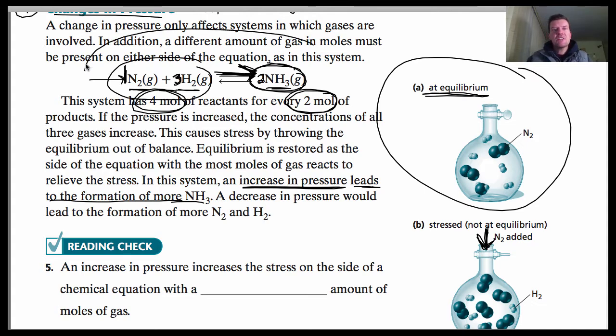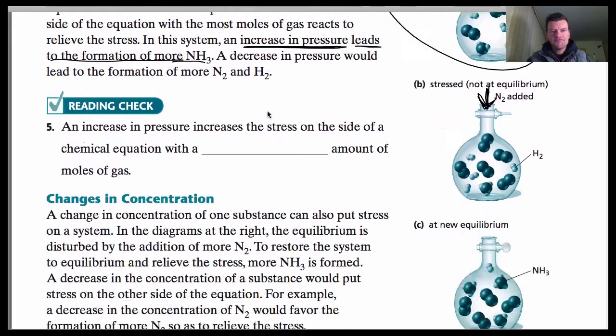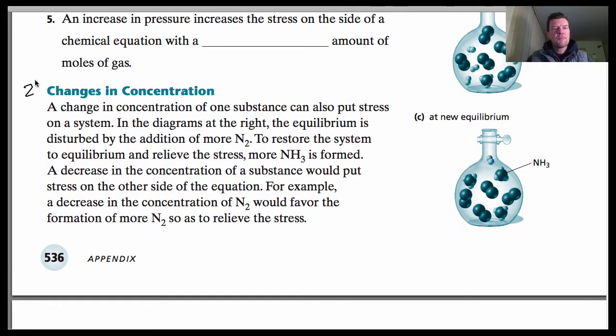So if I increase the pressure on this reaction, which direction is going to kick in? The forward direction. Because it's going to take 4 moles and turn them into 2. Fewer particles, less pressure. Okay? Increasing the pressure always is going to shift it in the direction of fewer total moles of particles. In this case, it's the product side. Okay? Number 2, changes in concentration.